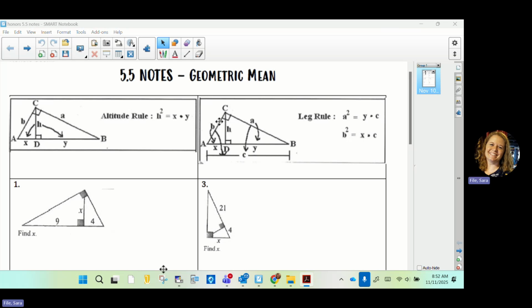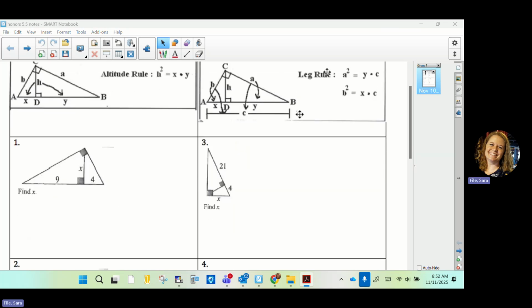And then if we use leg B, then we would need to change the Y to the X, because X is that side's portion of the hypotenuse. So X times C would be B squared. This is how we're going to find missing lengths. Depending on what's labeled will determine if we're going to use the altitude rule or the leg rule, and what's being asked for. So we have those up there as reference: altitude rule, leg rules.